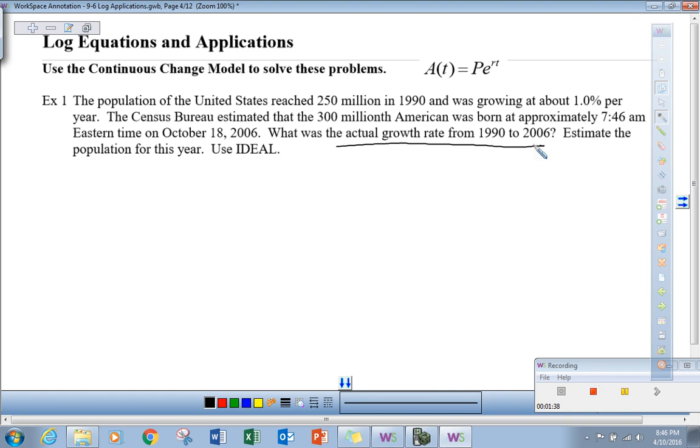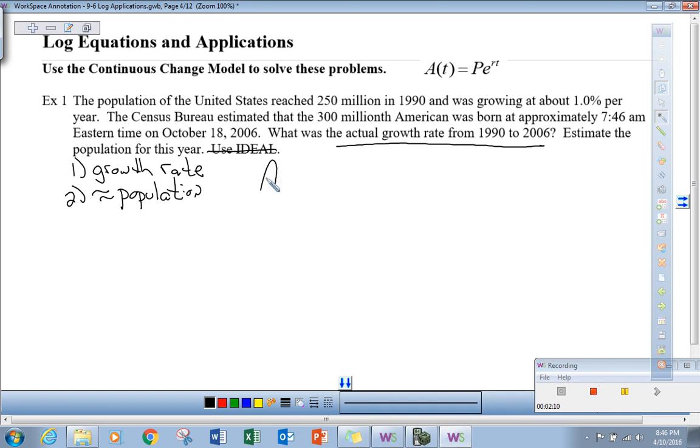So kind of 2 questions here. One, we'd like to find the growth rate between those years. And then 2, we would like to estimate this year's population. Here's how I'd like to attack these kind of problems. We have ideal on there. We're not going to write out all those steps for that. I'll have you write out some information though.